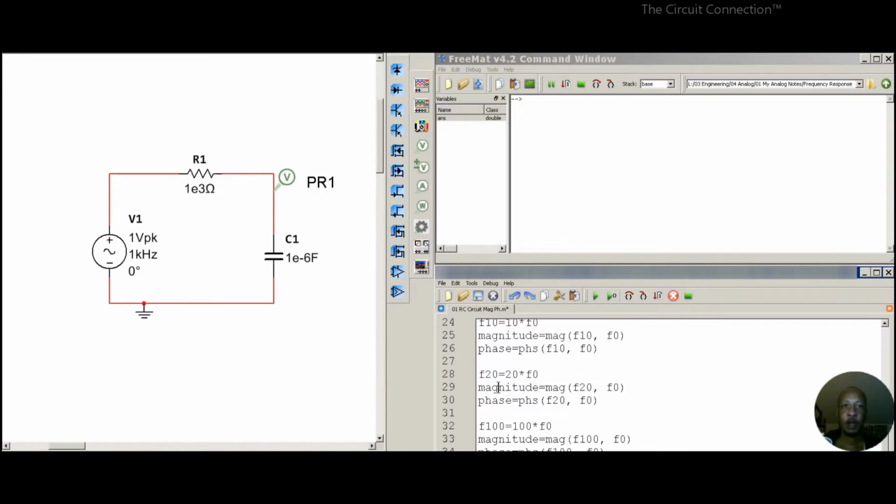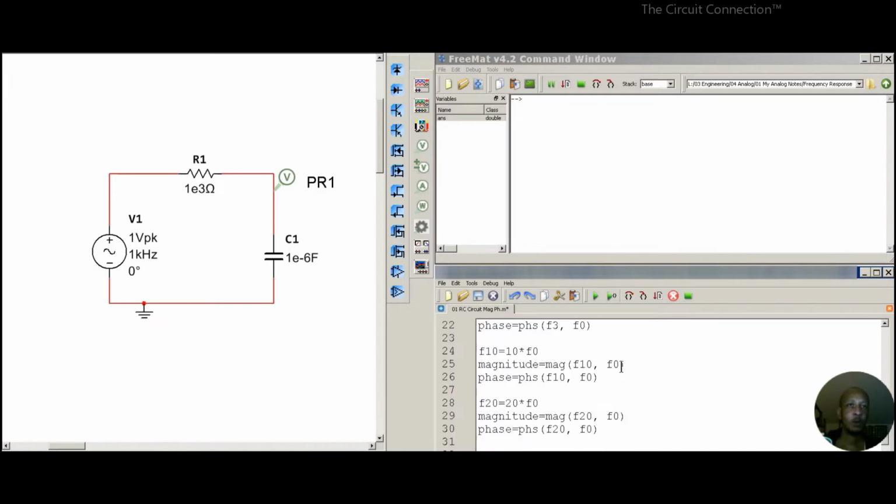And then f20 is going to be 20 times f0, and we're going to get a calculation for that. And then the same thing for f100. We're going to get a calculation for that.